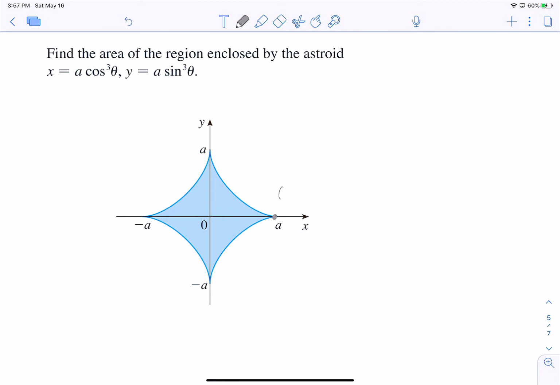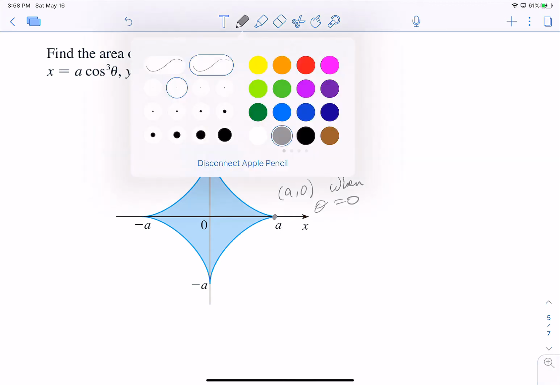We have the point (a, 0) on the x-axis. Now that associates with when the cosine is at a maximum and the sine is 0, and so when theta is equal to 0. We have the point (0, a) when the cosine function evaluates to 0 and the sine function evaluates to 1. So that would be when theta is equal to pi over 2. We'll set that aside for the time being, but it's there.